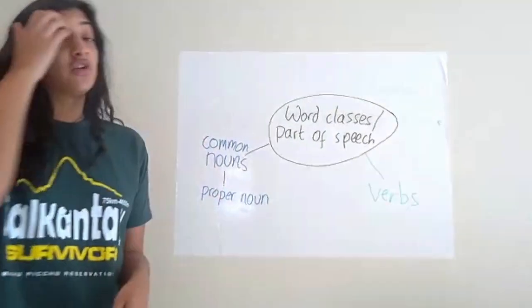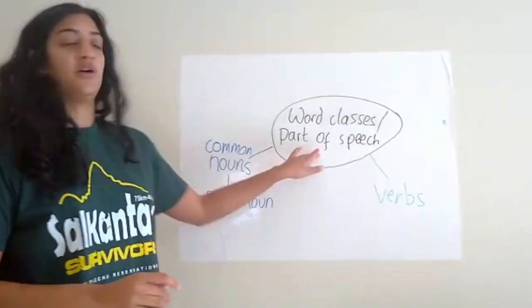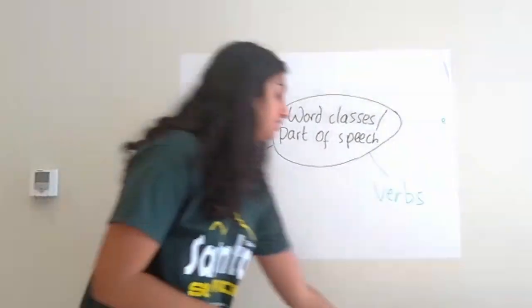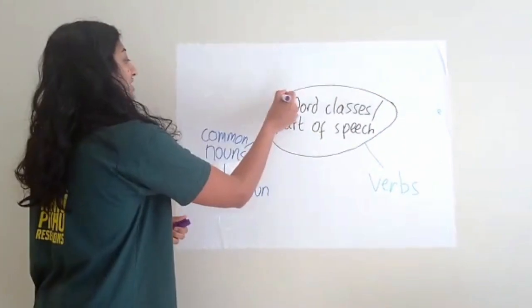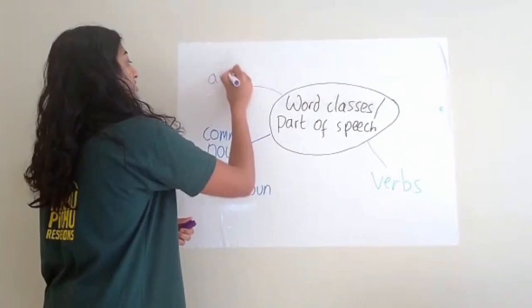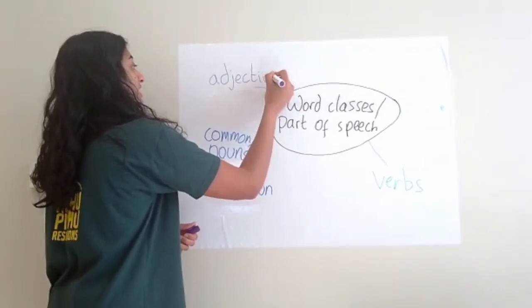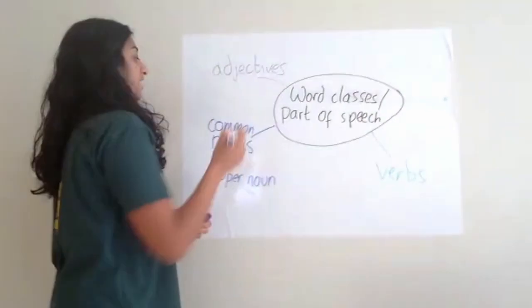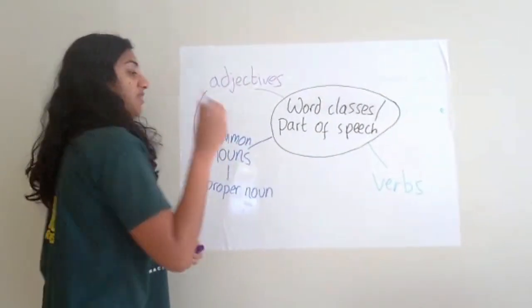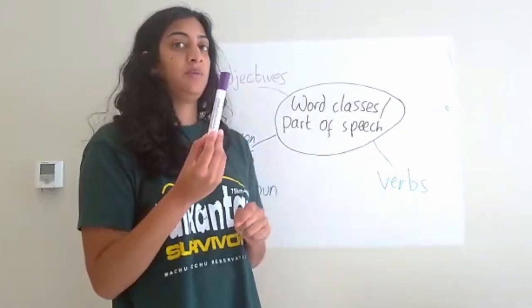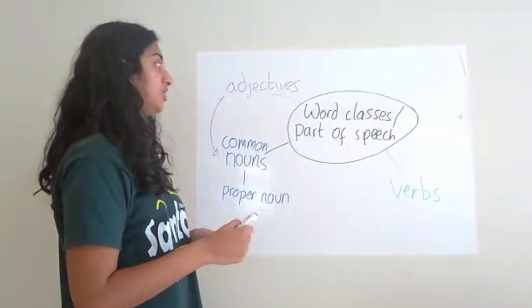When we want to describe things, we have other different types of parts of speech. If I want to describe a noun, I would use something called an adjective. And we've been doing a lot of work on adjectives this year, writing good description. So can you think of an adjective that could describe this noun? I have a purple pen. Purple would be the adjective.